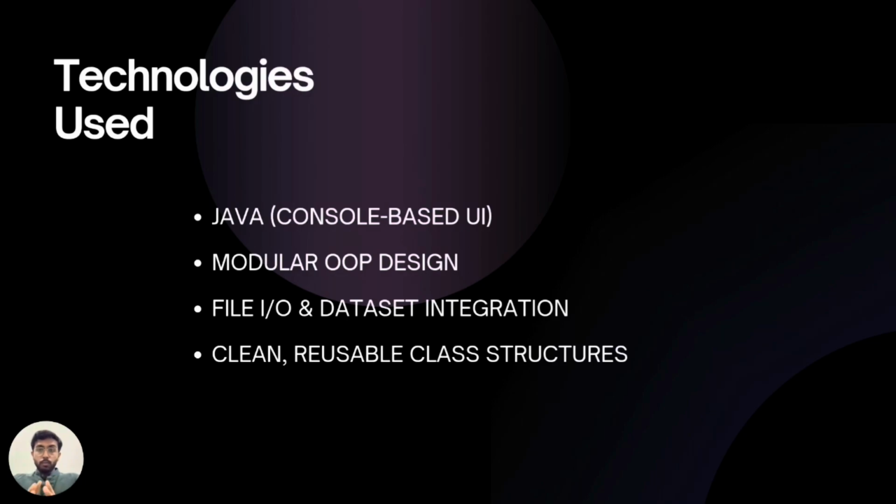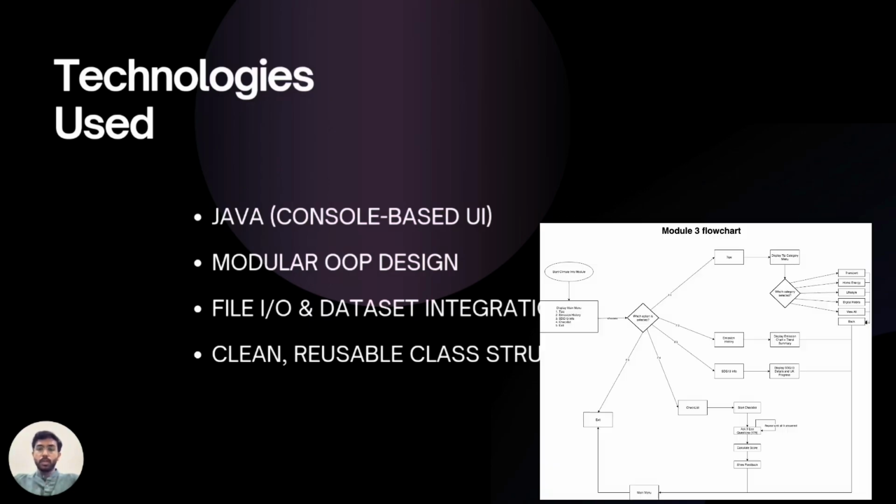All of this was built using Java, entirely console based and designed using object oriented programming principles. Each feature is implemented in its own class, for example, ClimateTips.java, EmissionHistory.java, EcoChecklist.java, and so on. The controller class manages the menu and integrates all the parts.